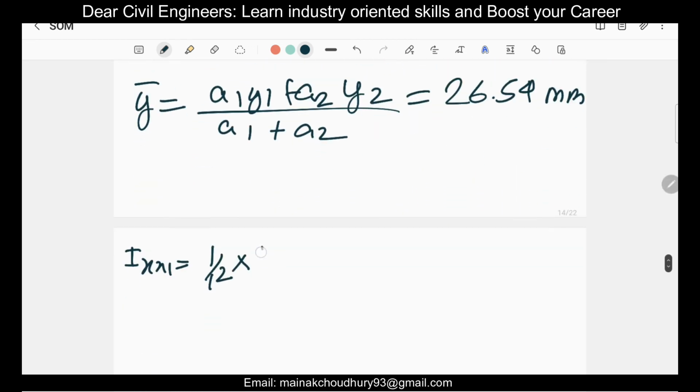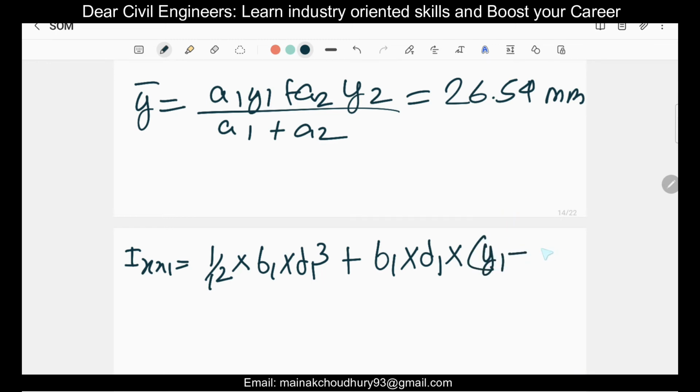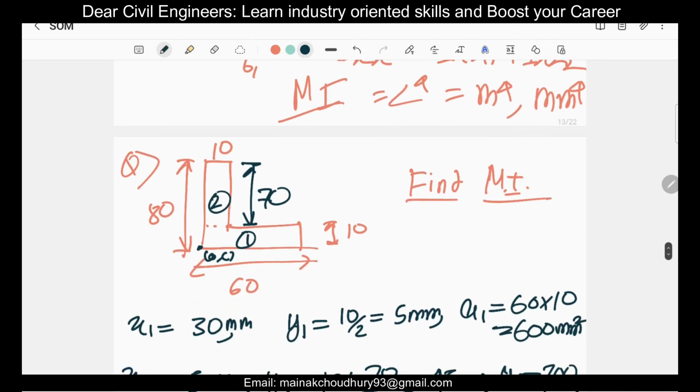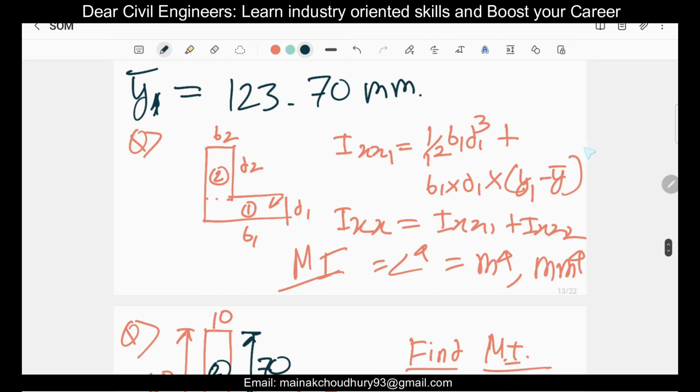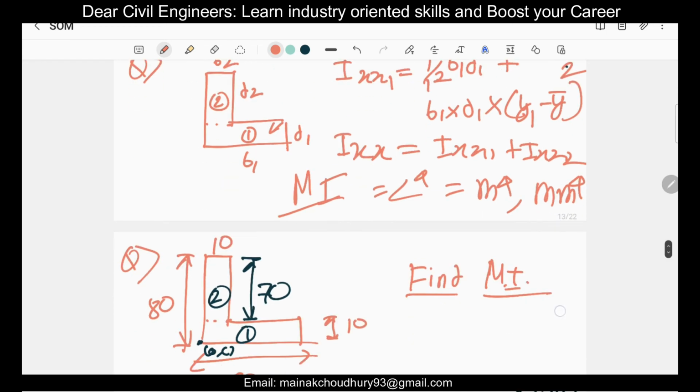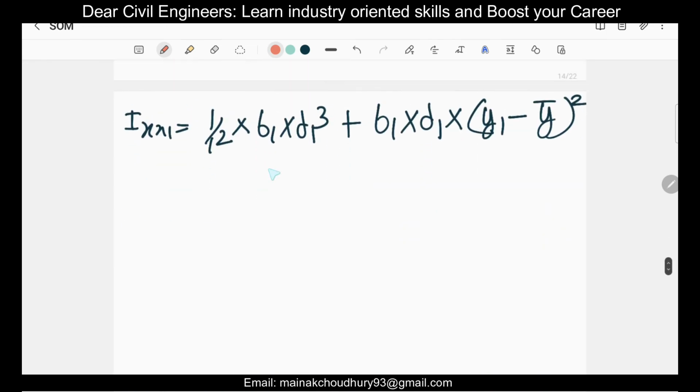So now you can write the formula if you want. It's okay, I'm doing it for the first time. Let's write the formula, b1 into d1 cube plus your b1 into d1 into, since this is x, it will be y1 minus y bar whole square, right? So this is the formula. I had written the formula correctly. Yeah, okay, I had missed that part. It will be y minus y1, this will be whole square, right? So this is the formula, 1 by 12 bd cube plus b into d into y minus y1 whole square.